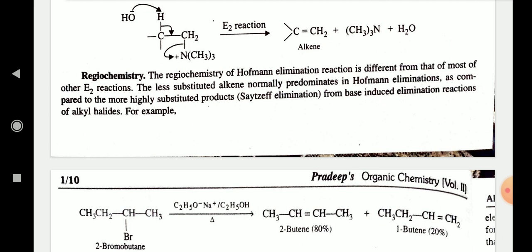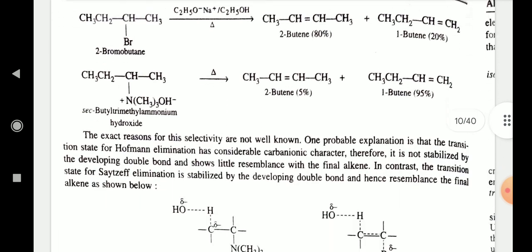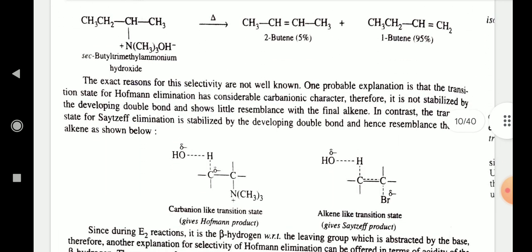The less substituted alkene normally predominates in Hofmann elimination, as compared to the more highly substituted products of Saytzeff elimination from base-induced elimination reactions of alkyl halides. The exact reasons for this selectivity are not well known.